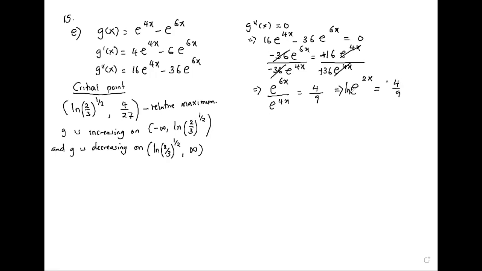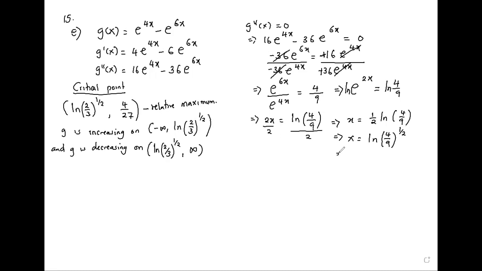When we apply ln, we'll have 2x coming down, and then we'll get ln 4/9. Divide by 2 here. This will give us x is equal to 1/2 ln 4/9, which is x is equal to ln (4/9) to the power half. Now power half is like the square root. So this is telling us that x is equal to ln, the square root of 4 is 2, the square root of 9 is 3. So this is our x.